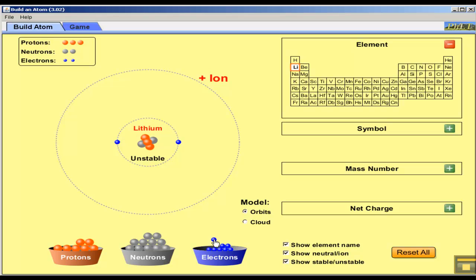All right, now we have to add another electron. Let's try to put it here. Notice we can't do that. It has to go out into the second energy level. Let's see if we can make him stable. All right, so the protons and the neutrons are going to go here in the middle in the nucleus. Your electrons are going to go on the outside.